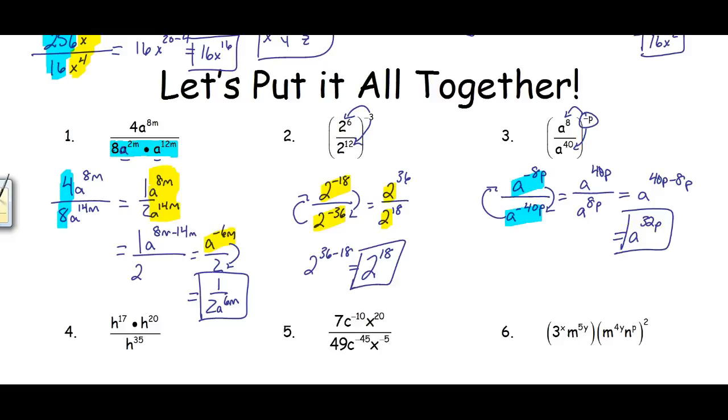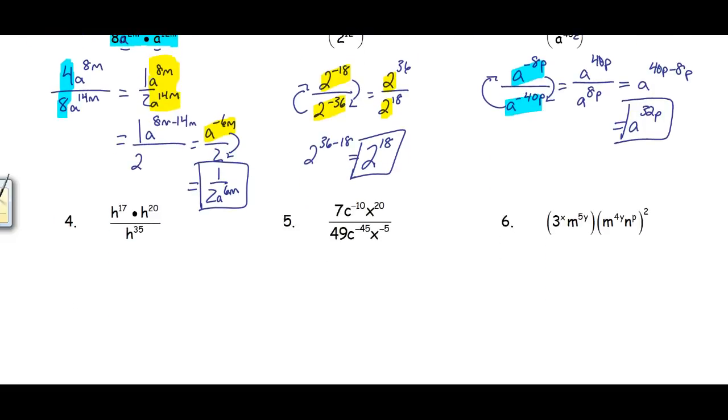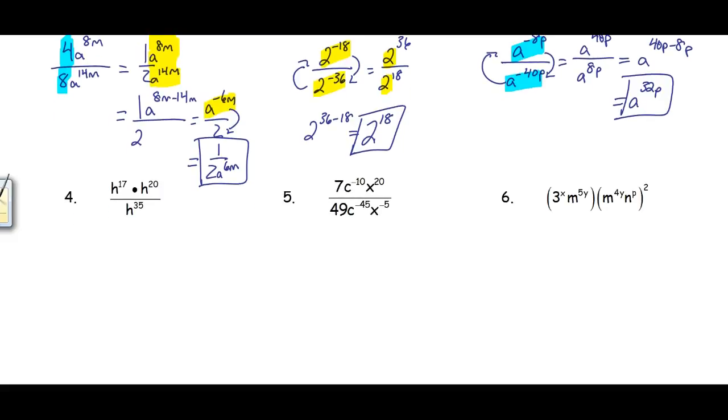All right, number 4. Here, you want to go ahead and simplify your h's up top. Remember, when you're multiplying with the same base, you add your exponents. So 17 plus 20 is 37 over h to the 35th. So now you're going to go ahead and simplify some more by subtracting your exponents. So 37 minus 35, you get h to the 2nd power.